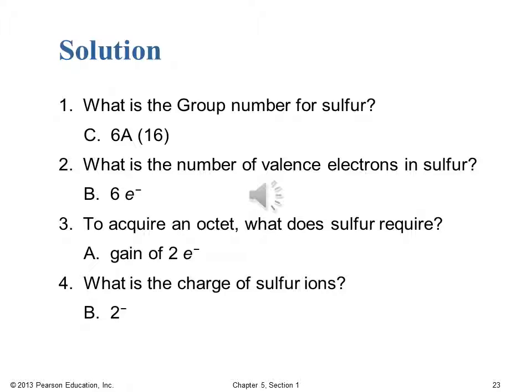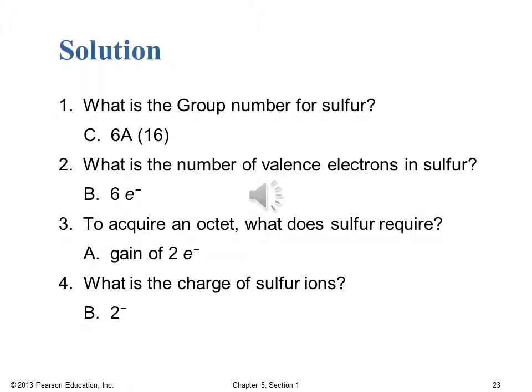Okay, so hopefully in your periodic table you had little trouble finding sulfur, capital S there, in group 6A or group 16, depending on which of those you prefer. The 6A stuff is easier for here and now, but the 16 is more and more common. Number 2, what is the number of valence electrons in sulfur? Well, it has 6 valence electrons. Number 3, to acquire an octet, what does sulfur require? Well, rather than losing those 6, it's far easier to gain 2 electrons.